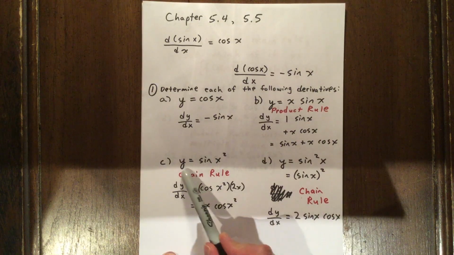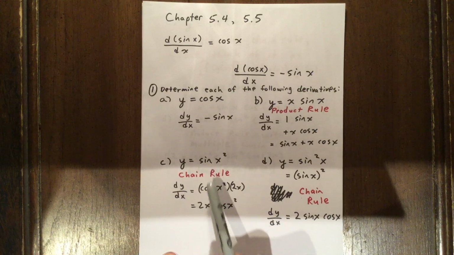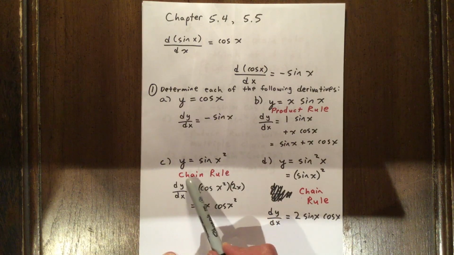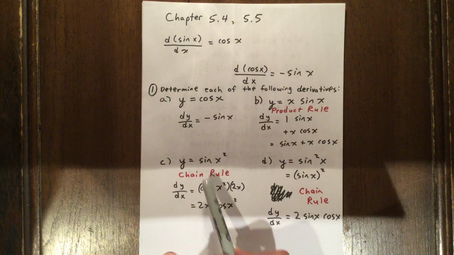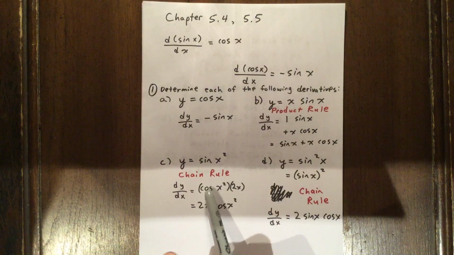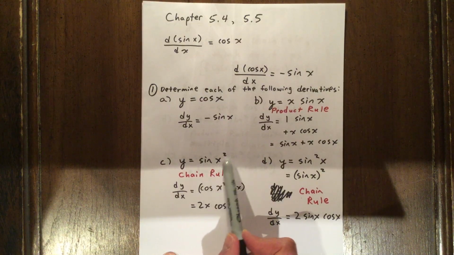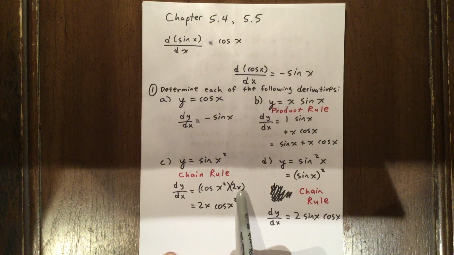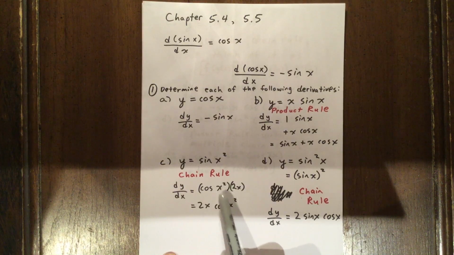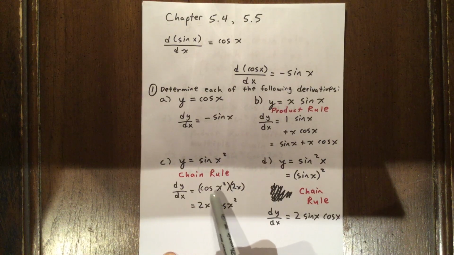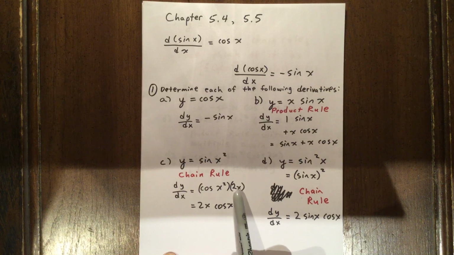The next one is y equals sine of x squared. Well, this exponent of 2 is applying to the x. So what we're actually going to do here is use a chain rule. We're going to figure out the derivative of sine, which is cos. So the derivative of sine block is cos block times the derivative of that block. The derivative of x squared is 2x. So it's cos block times 2x.